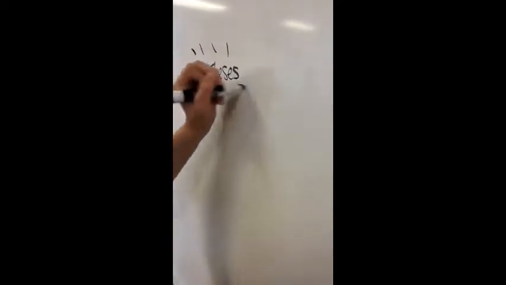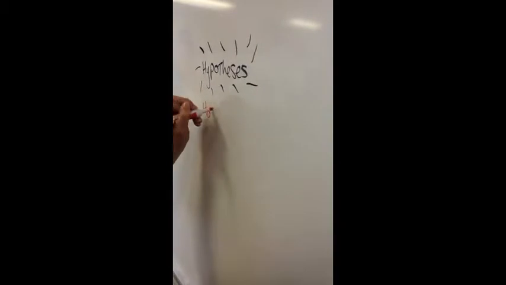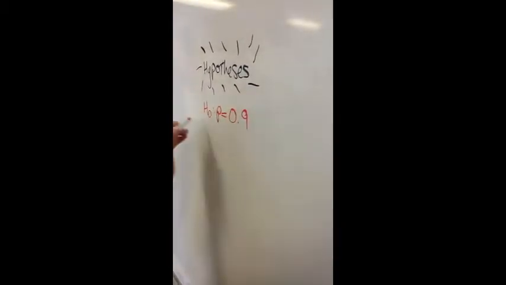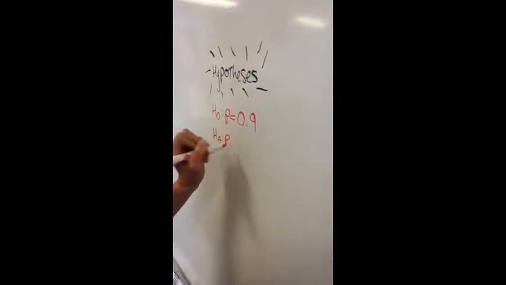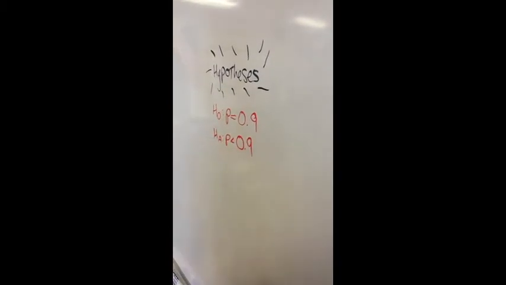To start, we need to identify our hypotheses. The null hypothesis, or original claim, is that p is equal to 0.9. The alternative hypothesis, or new claim, is that p is less than 0.9. Now we have to be sure that all conditions are satisfied.